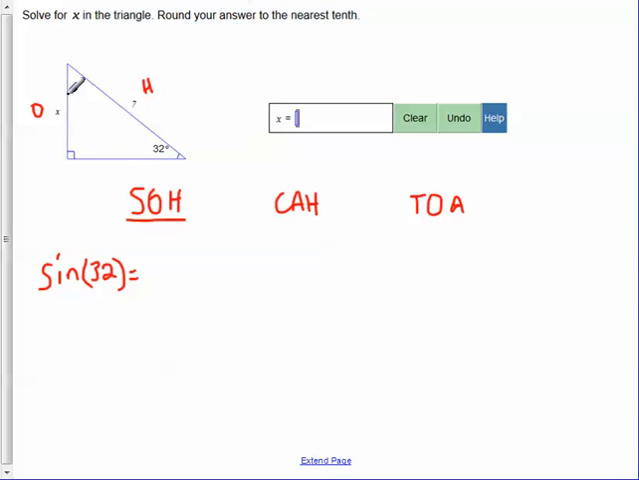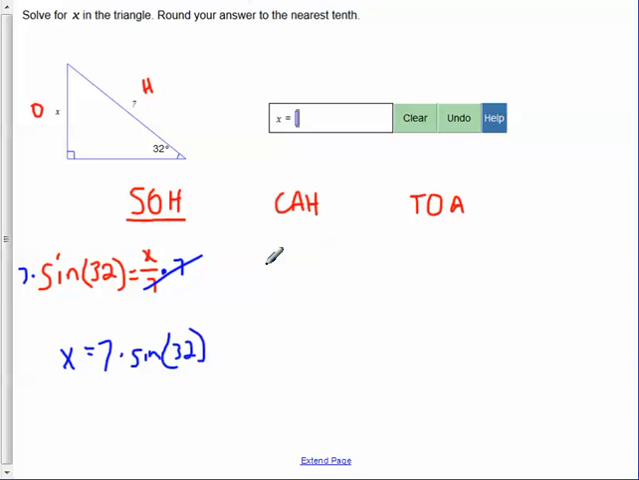And then sine can be found by taking the opposite side, which in this case is x, divided by the hypotenuse, which is 7. So now we have this equation that we need to solve for x. We're trying to get x by itself. To do that, we're going to multiply both sides by 7. So then those cancel out, and we have x equals 7 times sine of 32.